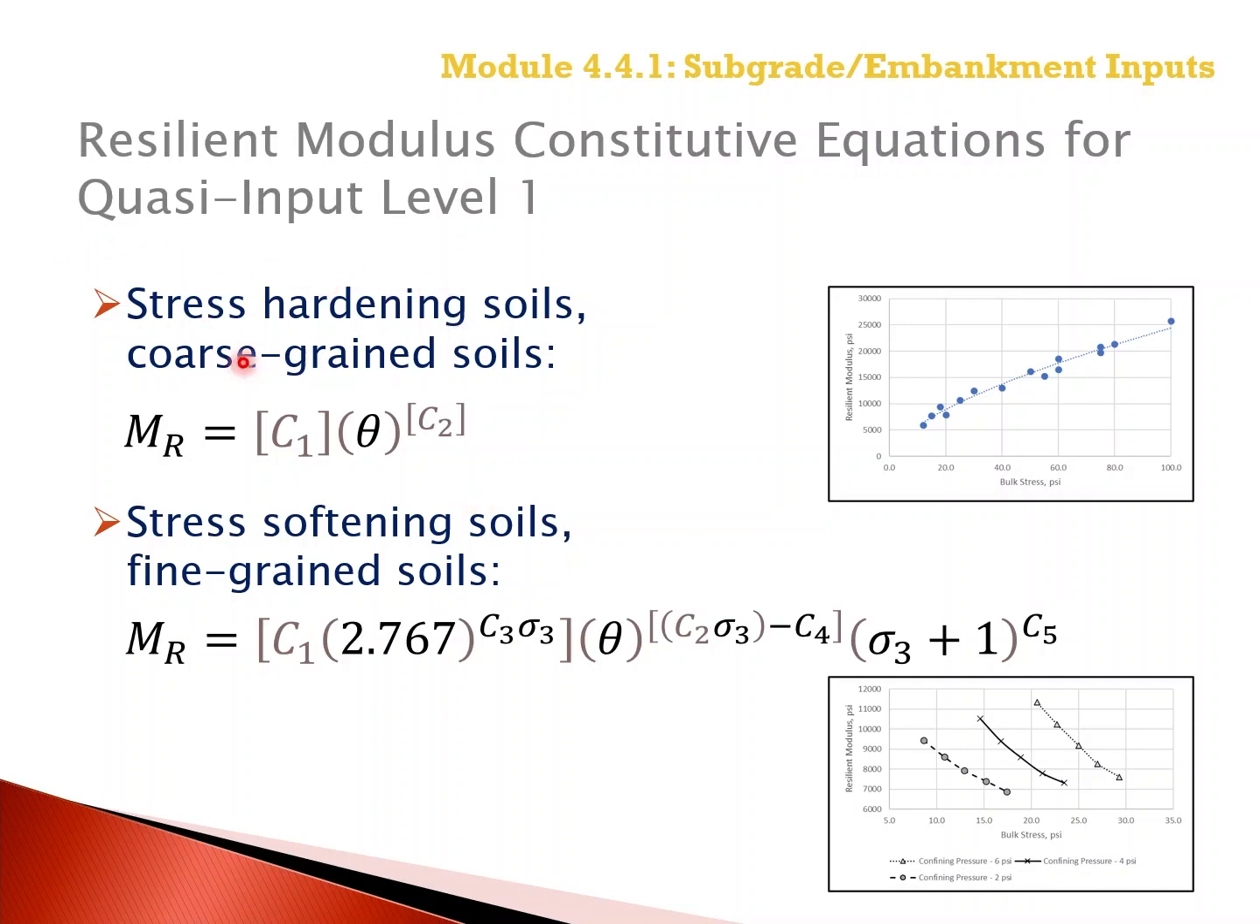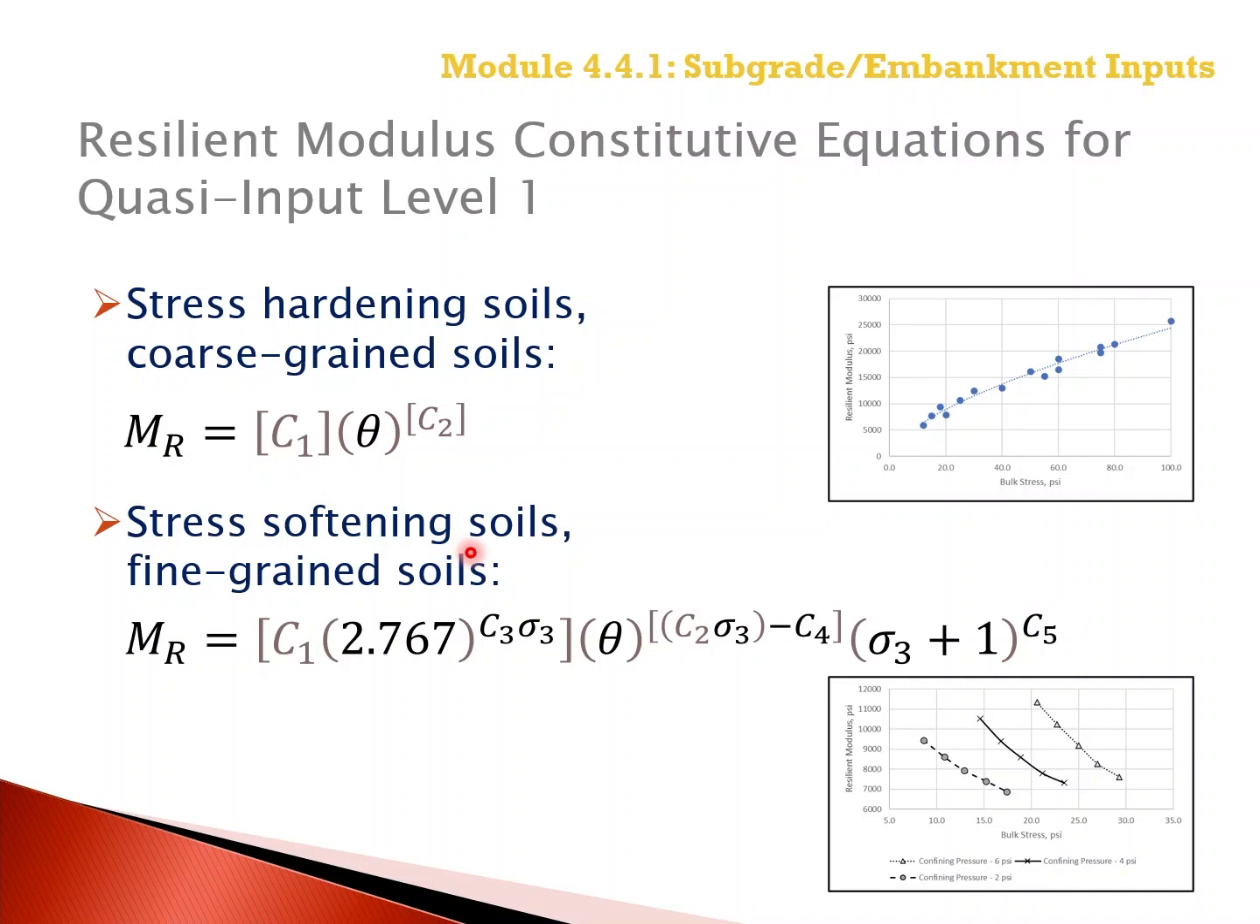For stress hardening soils, typically the resilient modulus is a function of the intercept, C1, times the bulk stress raised to a power. And this includes stress hardening soils where the bulk stress accounts for the changes in confinement in terms of its impact on resilient modulus. So there is no confining effect except through the bulk stress variable itself.